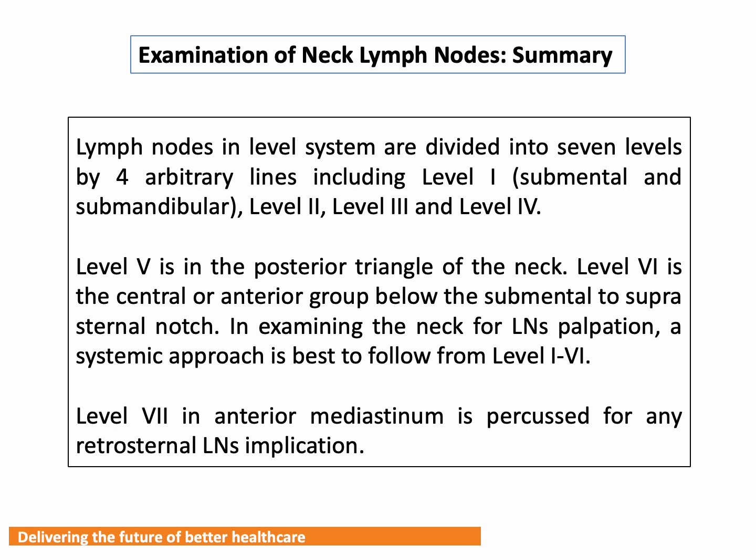Let's quickly summarize the microlearning content. Lymph nodes in the level system are divided into 7 levels by 4 arbitrary lines, including level 1, submental and submandibular, level 2, level 3, and level 4. Level 5 is in the posterior triangle of the neck. Level 6 is the central or anterior group below the submental to the suprasternal notch.